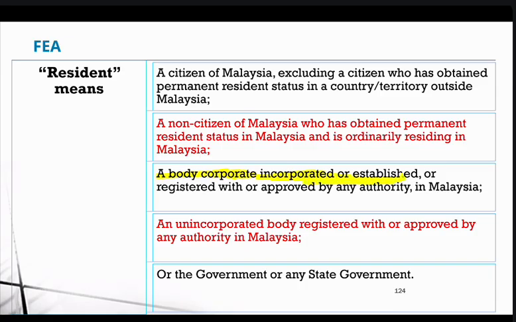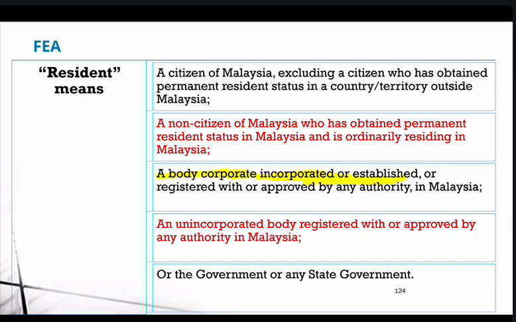So one thing you want to avoid confusion is, it is possible non-Malaysians can be resident. For individual, the second point is an example. For companies, it can be, as long as it's incorporated in Malaysia. It's either one or the other. You cannot be both at the same time.